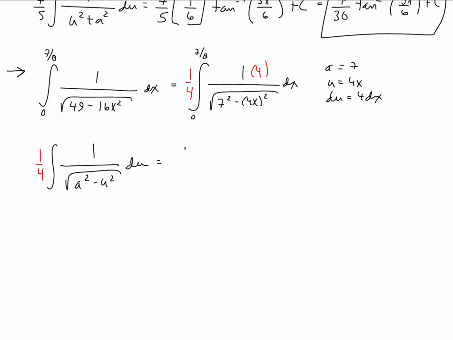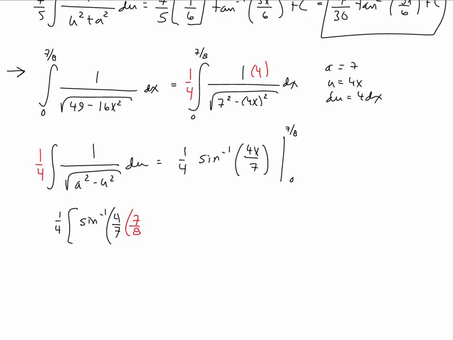This fits the form of an inverse sine. So this is the inverse sine, and again, parentheses around the arguments of your trig function, u over a. But no plus c this time. Now because I've converted back into my values for x, I can evaluate this from 0 to 7/8. So this is going to be the inverse sine of (4/7 times 7/8), because I'm plugging in my upper minus my lower, inverse sine of (4/7 times 0).